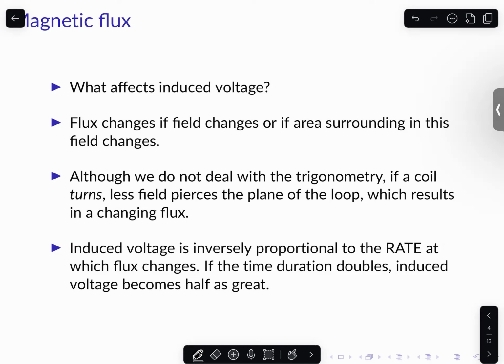If area changes, phi changes, I've got a V. I want to emphasize a couple of things here. Area: it's not just important that I've got a loop of wire that's getting smaller or bigger, a rectangle where one side is sliding further out. What's important is where the field is piercing that area, okay?